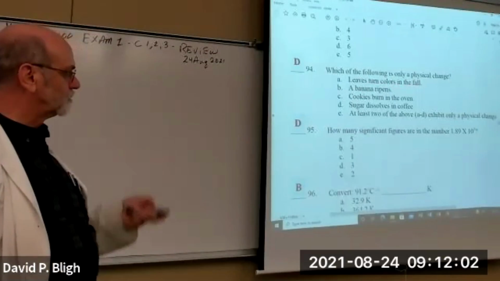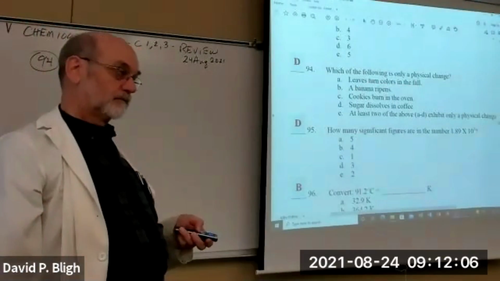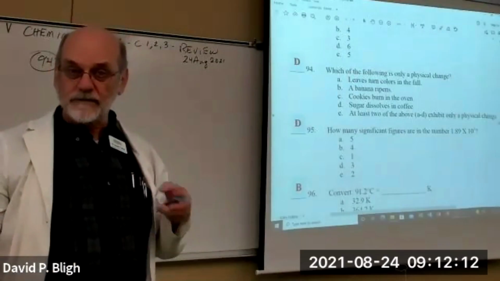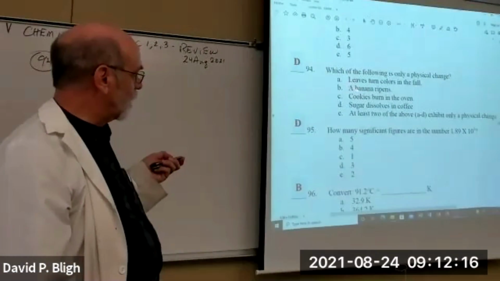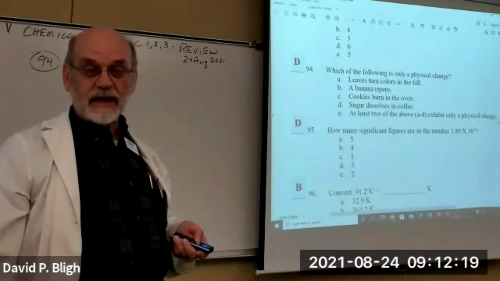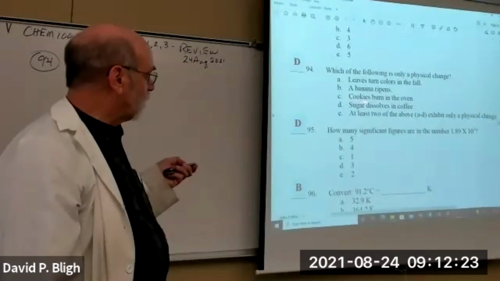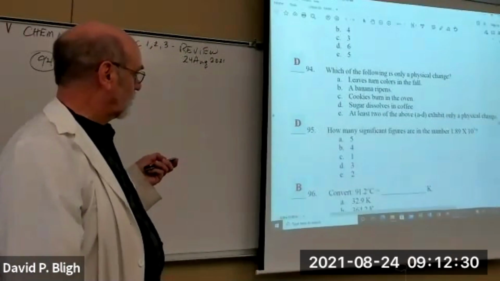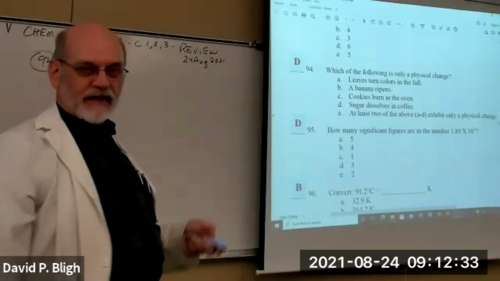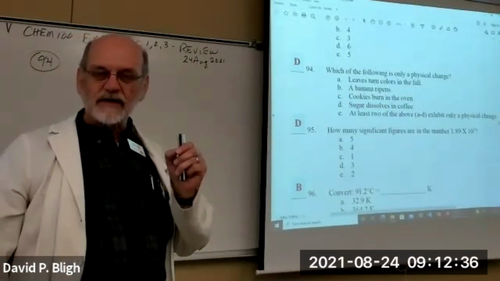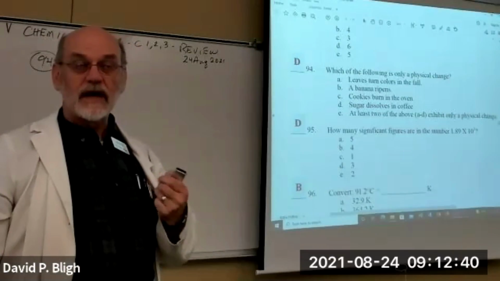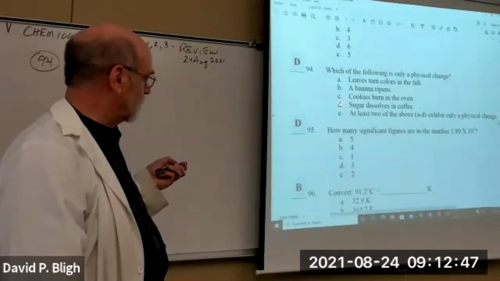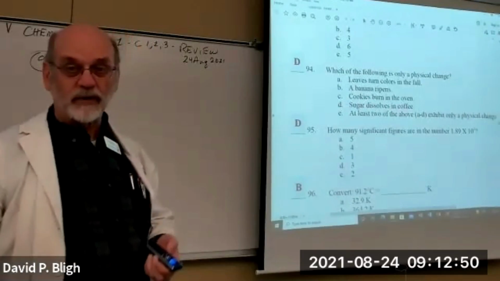Leaves turn colors in the fall. You could argue that is actually a combination of physical and chemical changes. A banana ripens. That's definitely a chemical change. Cookies burn in the oven. That's a chemical change. Sugar dissolves in coffee. That's only a physical change. You're changing sugar from a solid to a solute in an aqueous solution, so that is purely a physical change. So E can't be right. There's only one physical change in that group. It's D.